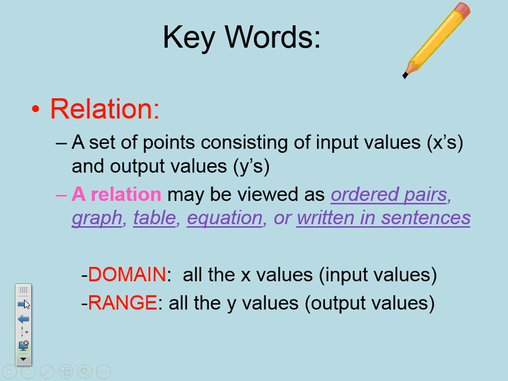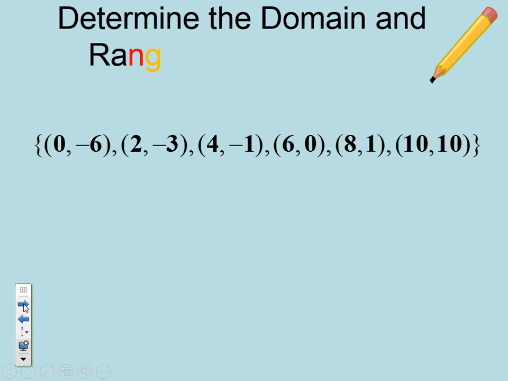Now, in our sets of points, or in our relations, we have domain and range values that we've been looking at. So it's time to sort of remember what those words mean. Remember, the domain means that we're talking about all the x values, and the x values are representing the inputs. And the range is all the y values, and those are the output values. We've talked about this quite a bit this year already.